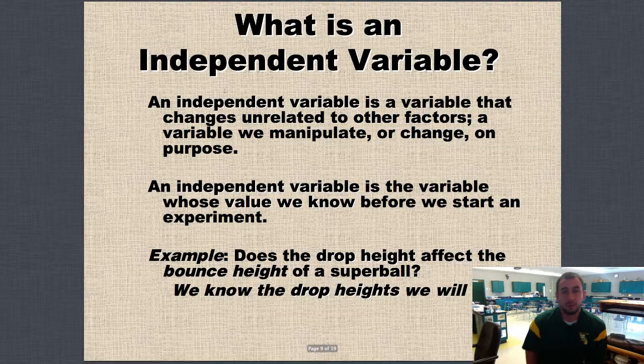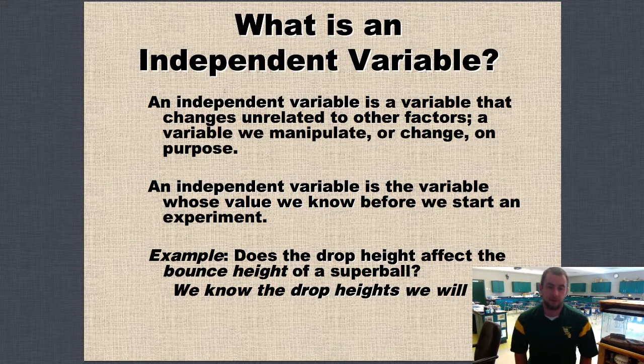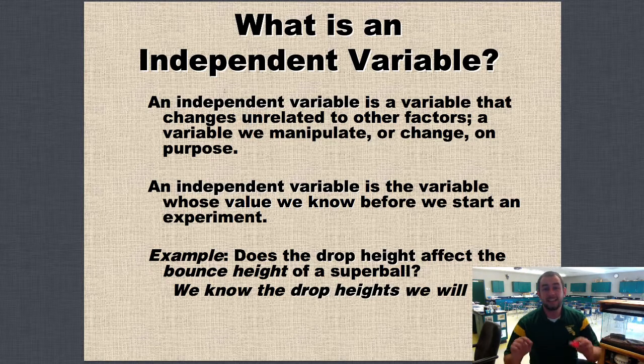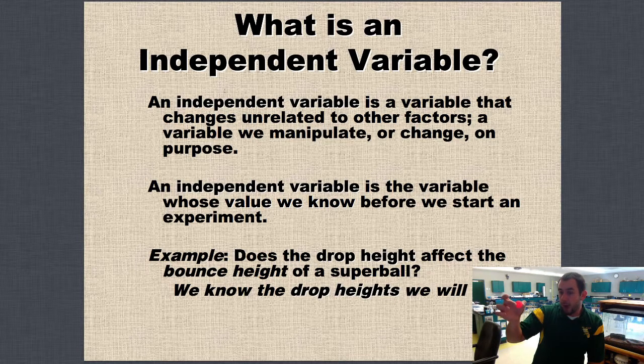So an independent variable, lots to write down here, but if I were to summarize it, my independent variable is what the scientist changes, okay? What the scientist knowingly changes. I know the value of it because I'm the one determining the value. I'm the one changing it. In our question, does the drop height affect the bounce height of the super ball, the drop height is the independent variable because I'm knowingly changing where I drop it.